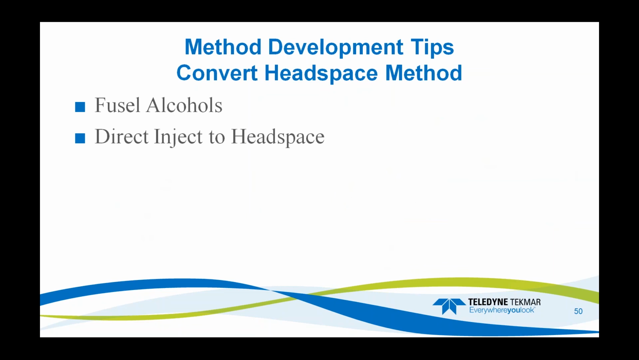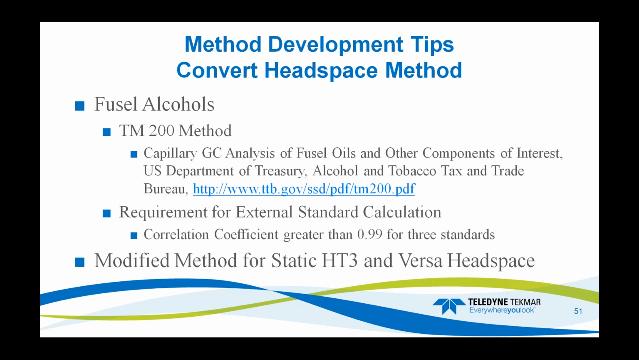Moving on, convert a headspace method. You have a GC method that you want to convert to a headspace method. This one we used fusel alcohols. It is a direct inject when we change it over to the headspace. The method we followed was the government's TM200 method. It's an external standard calculation, and all that is required is a correlation coefficient greater than 0.99 for 3 standards. We modified the method to work with the static HT3 and Versa headspace.